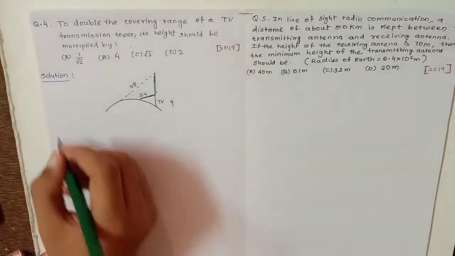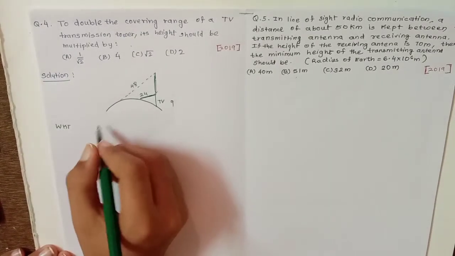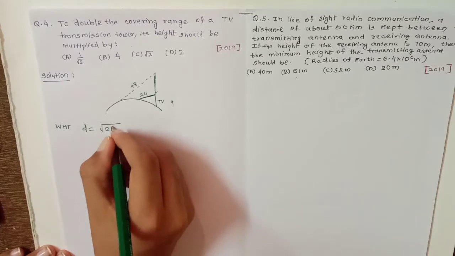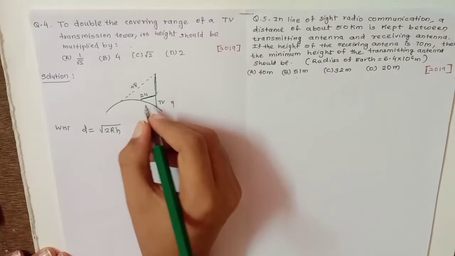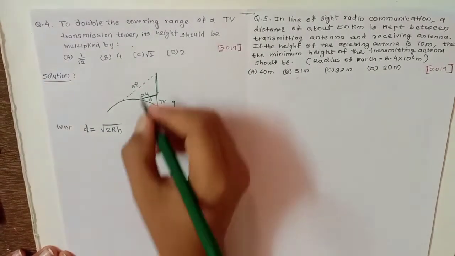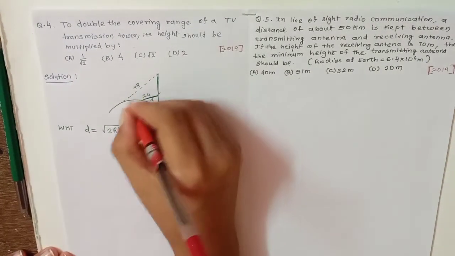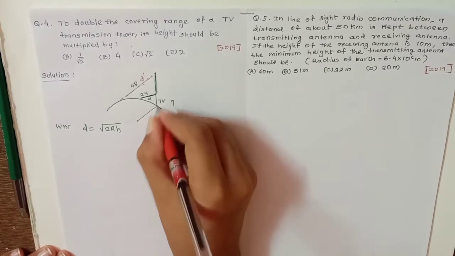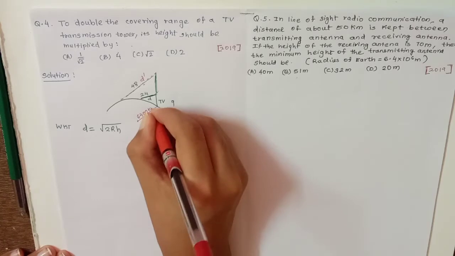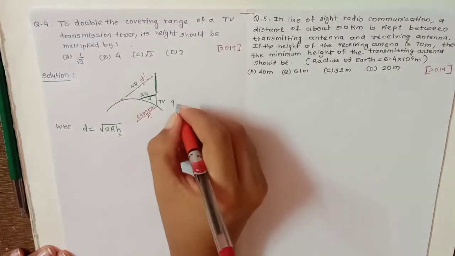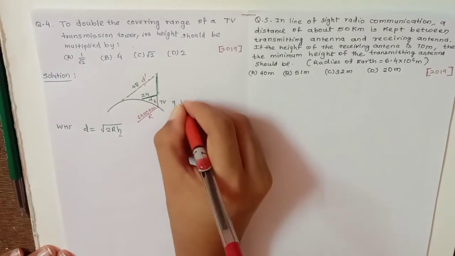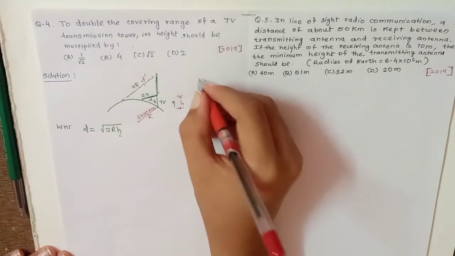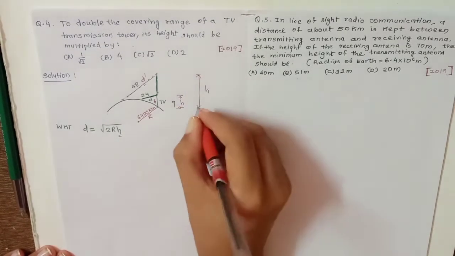So we know that the range D is equal to square root of 2RH. What is D? D is the original range, so the new range will be D dash. What is R? R is the radius of Earth, which is 6400 km. And what is H? H is the original height of this TV tower. And we have to increase the height. That is, what will be H dash? From this to this, it will be H dash.